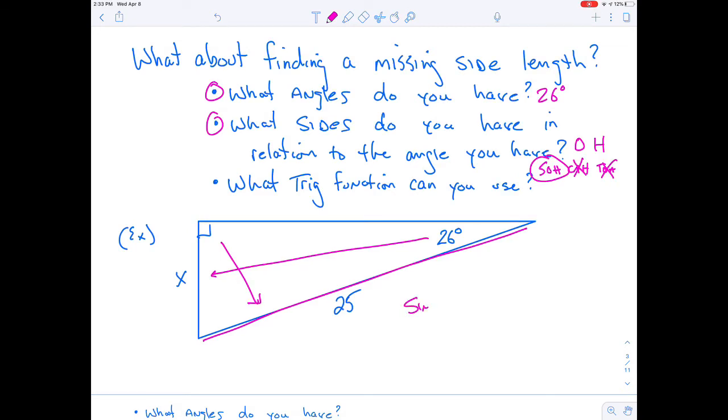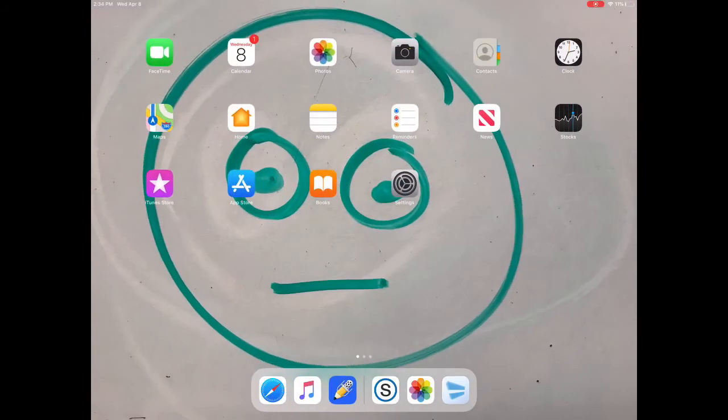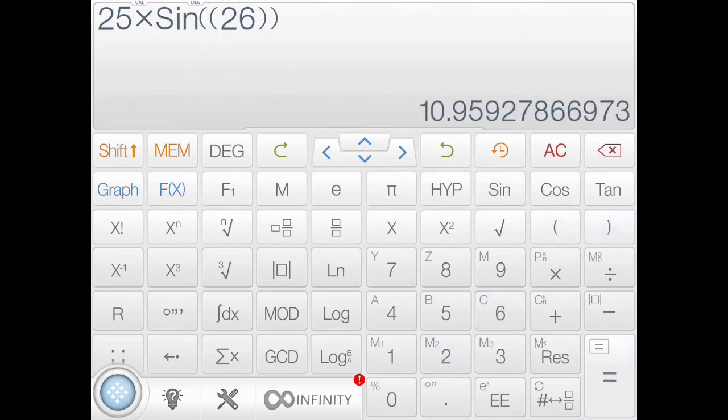So here we go. I'm going to write the sine of my angle is O over H, opposite over hypotenuse. Now, with sine of 26 equals x over 25, this is just an equation. I'm just going to multiply both sides by my common denominator. My 25 is going to cancel out, and I'm going to get whatever 25 times the sine of 26 is. So 25 times the sine of 26, and I'm going to use a calculator for this. 25 times the sine of 26 is 10.95.